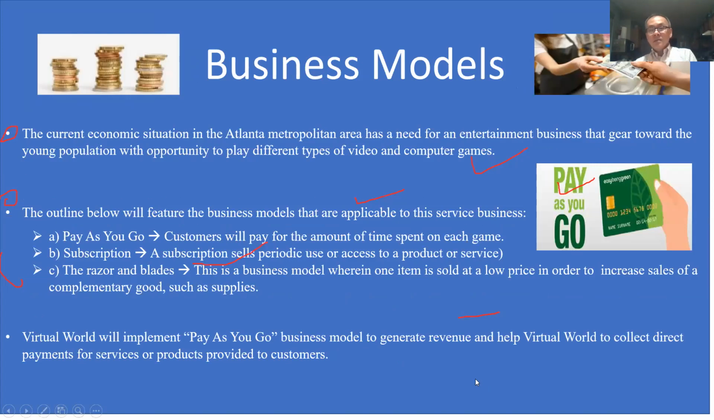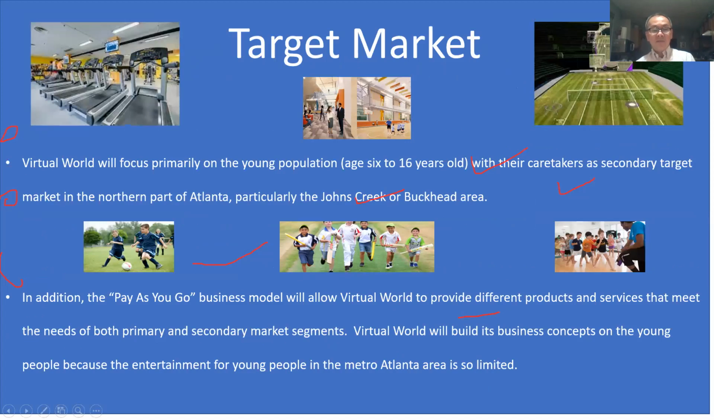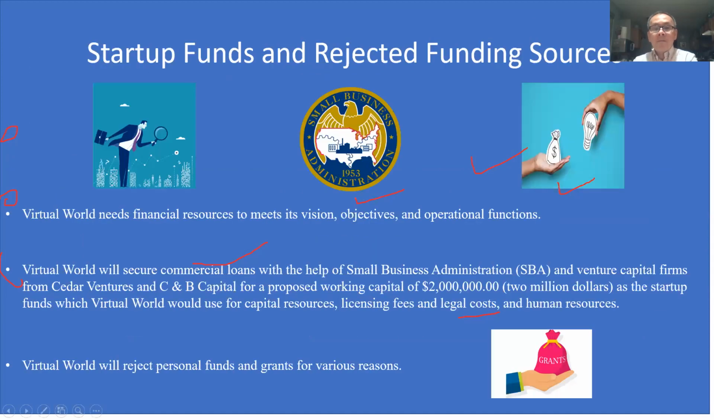And as you see here, this is the business model slide. I mentioned 3 possible business models. Out of the 3, I mentioned pay-as-you-go, which is the business model that my business will use. Then I focus on the target market. Who will be my primary target? Of course, the young population. And then the startup funds. What startup funds will I use? What funds will I not use?